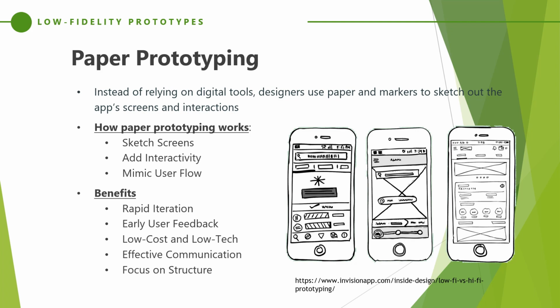Now, based on the feedback and the observations, the designer can make real-time adjustments to the paper prototype. And this can include modifying the screen, changing the layout, or addressing any usability issues that might come up. And then testing typically involves multiple iterations with different testers. So each round of testing can uncover new insight and help refine the app's design.